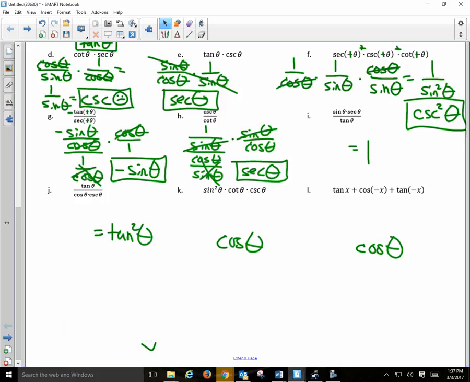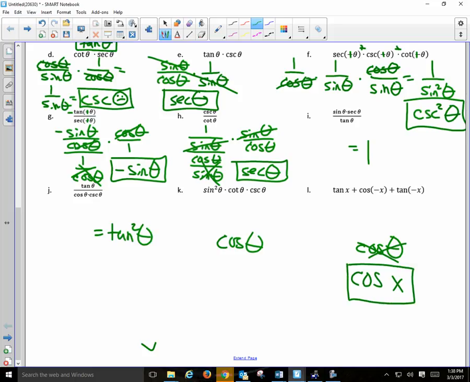Well, I should have written this instead of cosine of theta. I should have written as cosine of x. That's better. Nobody has any questions? You feeling confident on all 4? Which one?